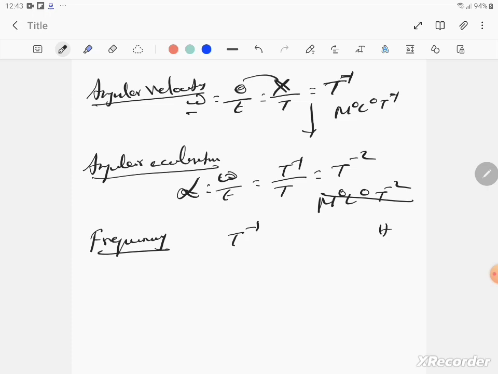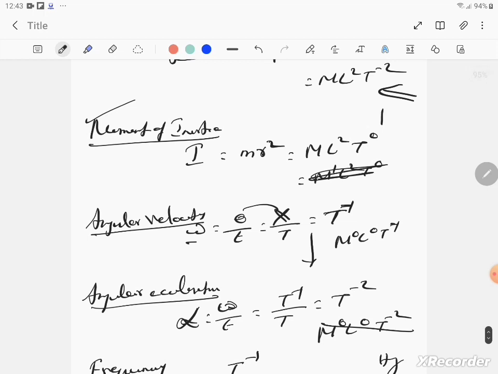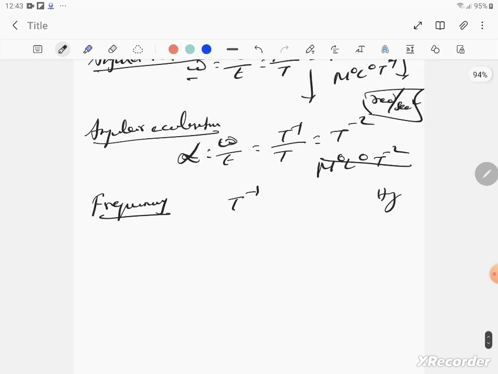The SI unit is hertz. For that matter, the moment of inertia's SI unit will be kg meter square, because it's kg and r square, m and r square. For angular velocity, it will be radians per second; radians is the SI unit for theta, and per second. Angular acceleration will be radians per second square, because acceleration is radians per second square. And hertz is the SI unit for frequency, which is just t to the power minus 1 in terms of dimensional formula.